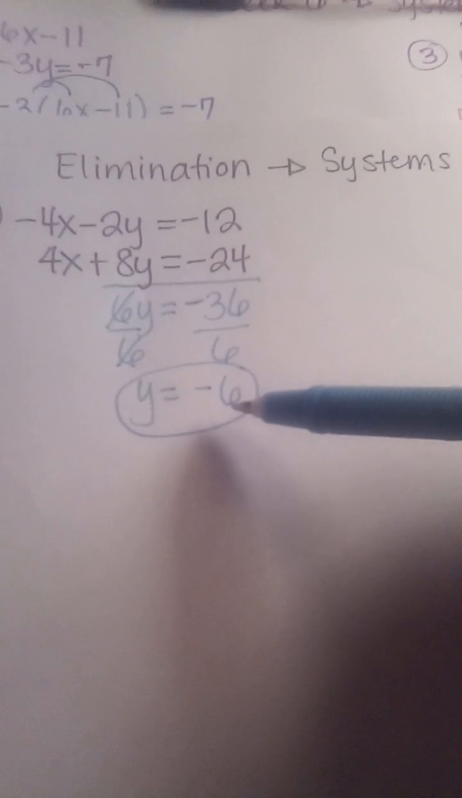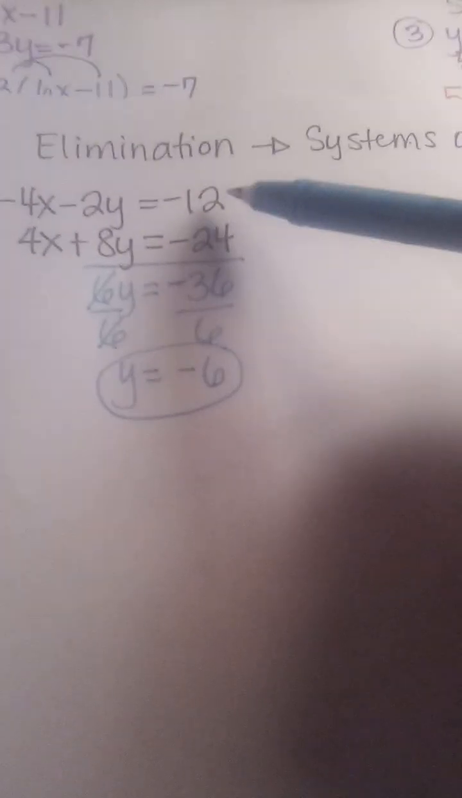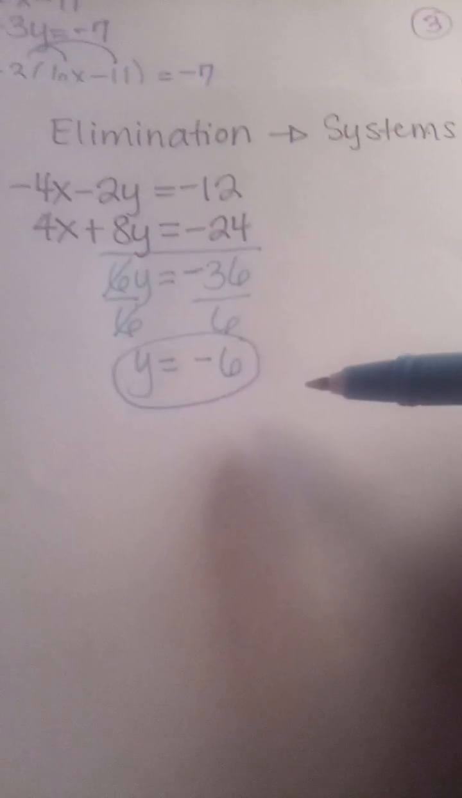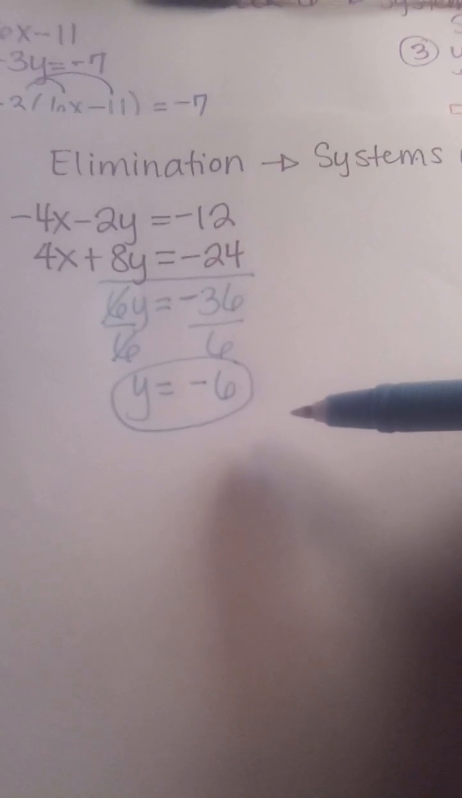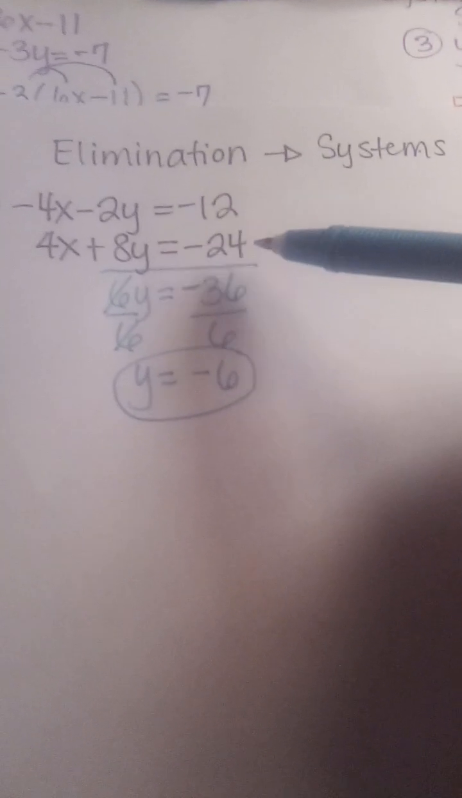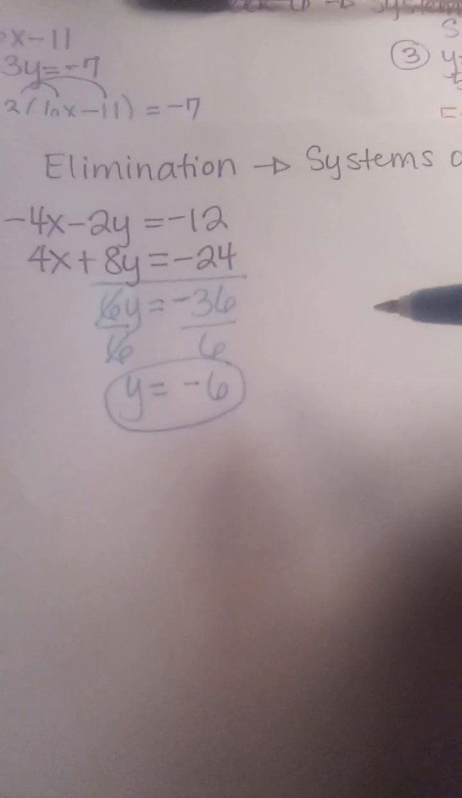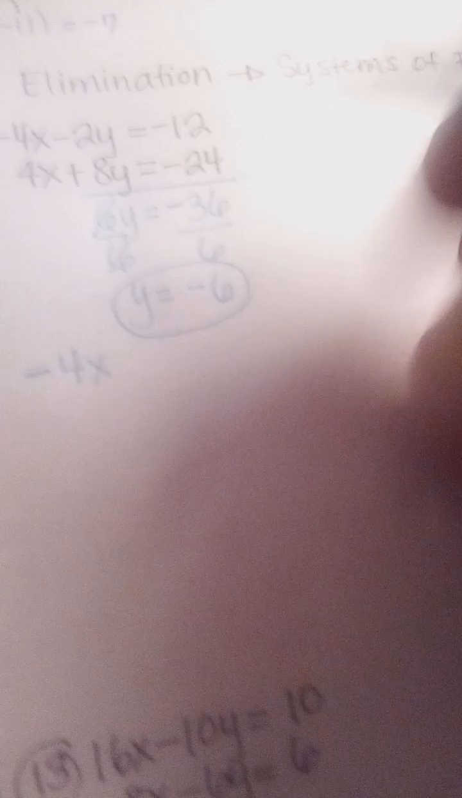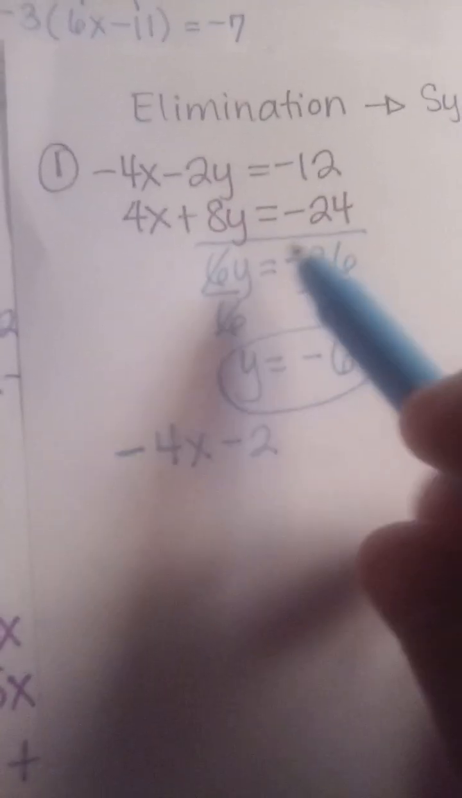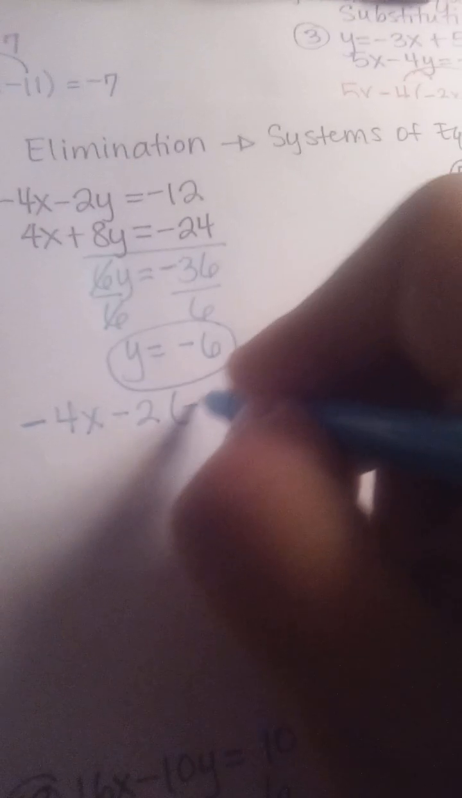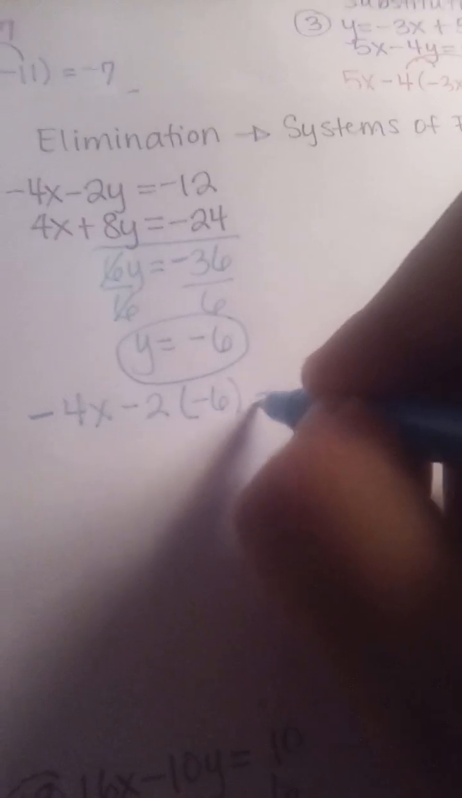Once we figure out the y's, then we could use this to substitute into either of those two original problems. Which one do you prefer, the first equation or the second equation? I'm going to try the first equation. Let me move this down. We have a negative 4x minus 2, with negative 6 in place of y, equals negative 12.